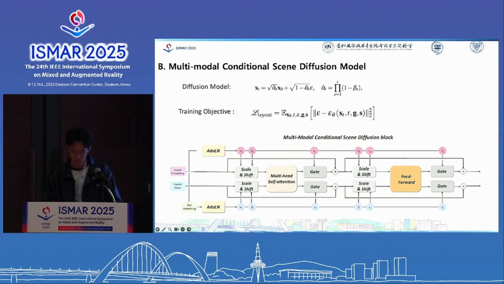The multi-modal conditional diffusion block takes 3 inputs: graph embedding from stage A, layout noise, a random tensor, and a text embedding from user input. It uses adaptive layer norm for normalization, scale and shift for feature adjustments, and multi-modal self-attention to capture the cross-modal relationship.